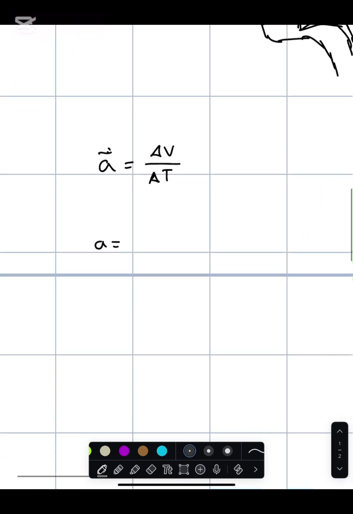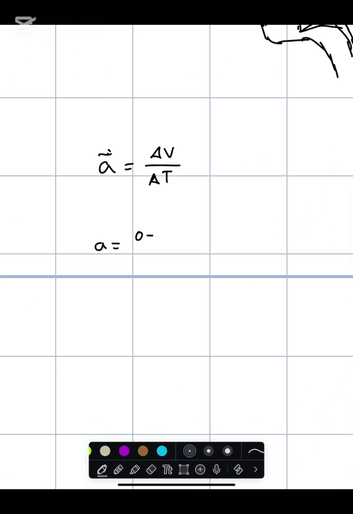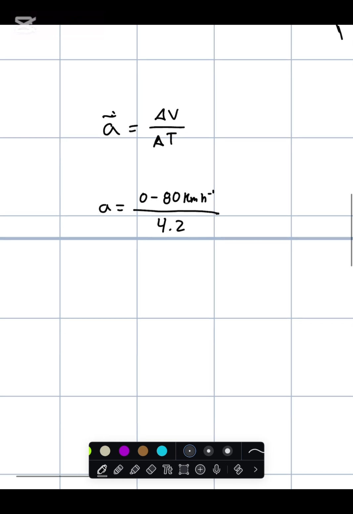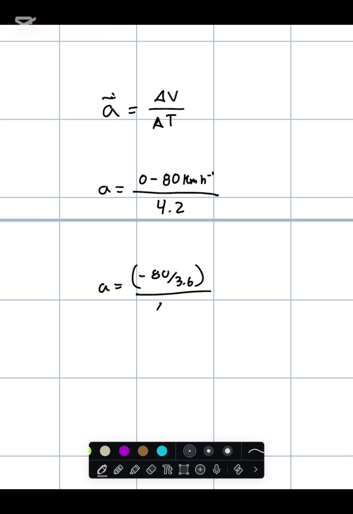4.2, and our V would just be equal to 0 minus 80, my bad, 80 kilometers per hour, all over our 4.2. Therefore, our A is going to be equal to -80, but remember, since it's kilometers per hour, we have to divide it by 3.6 first. So this will be our top bracket over our 4.2. For this, we will get -80 divided by 3.6 divided by 4.2.